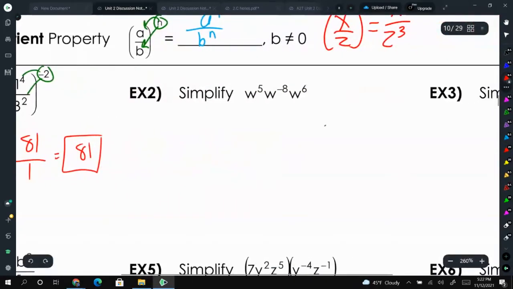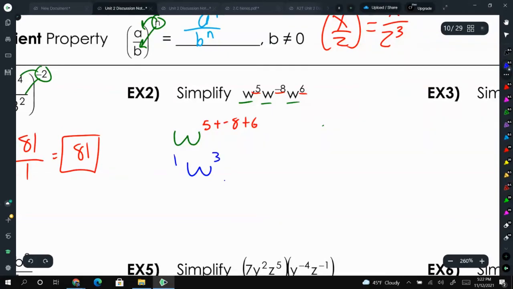Example number 2, we have the same bases here. So we're going to have y raised to the 5 plus negative 8 plus 6 power. And I'm just going to write this out once so you can go back and see how I get that value. So I get y raised to the third power, because 5 plus negative 8 plus 6 is positive 3.